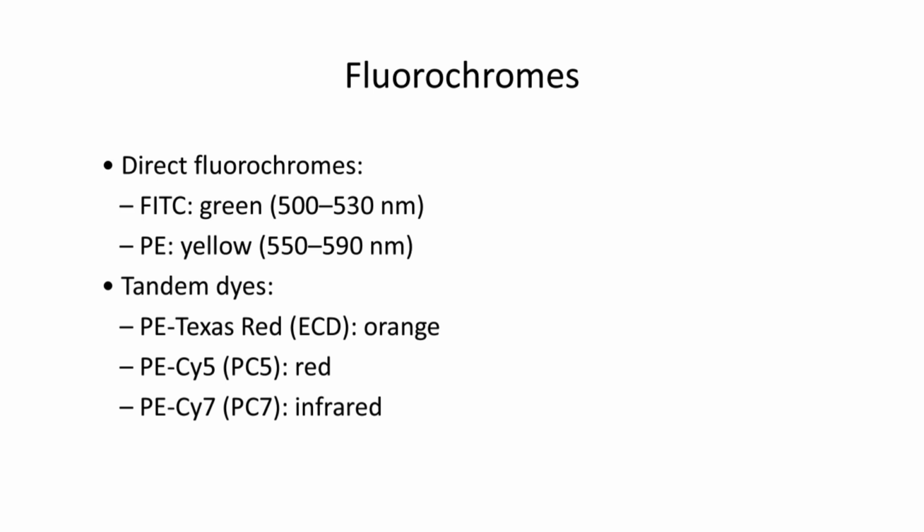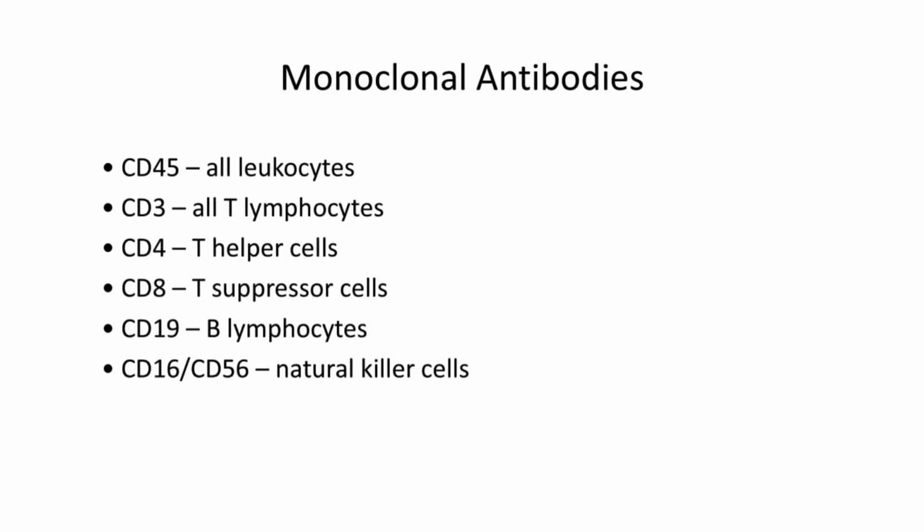Fluorochromes are central to immunophenotyping. Direct fluorochromes include FITC, which fluoresces green between 500 and 530 nanometers, and PE, or phycoerythrin, which fluoresces yellow between 550 and 590 nanometers. More advanced tandem dyes include PE Texas Red, PE Cyanine 5, and PE Cyanine 7, which extend the range into orange, red, and infrared. These dyes are conjugated to monoclonal antibodies directed against specific cell surface markers.